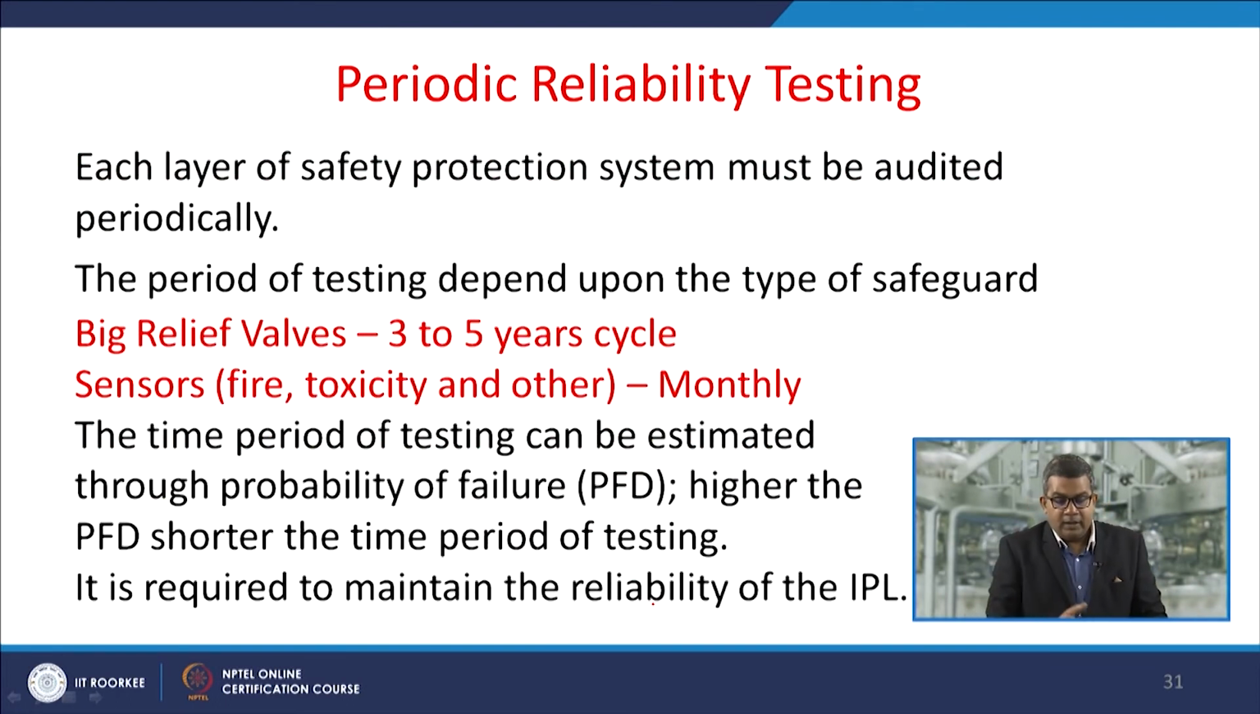Now, there are certain things related to periodic reliability testing. Each layer of the safety protection system must be audited periodically. The period of testing depends upon the type of safeguard. Like if big relief valves are in question, then a 3 to 4 year cycle. If sensors, which may be attributed to fire, toxicity and others, then maybe monthly.